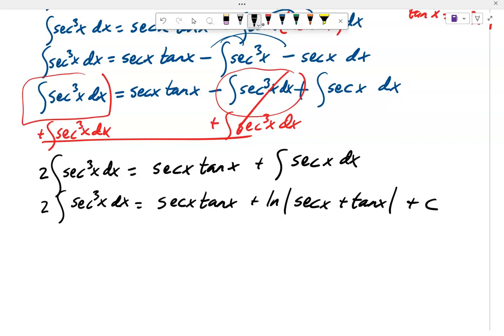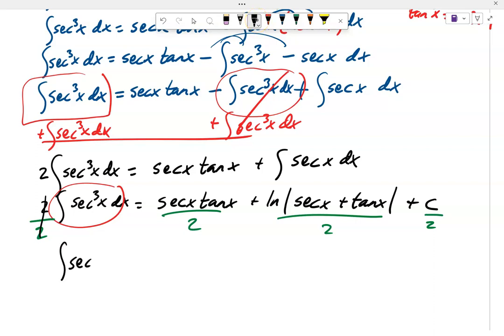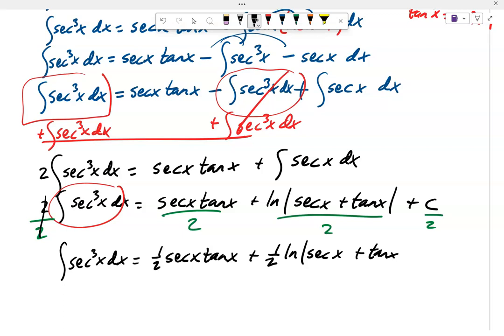Now we want the integral of secant cubed, right? So I just got to get rid of that 2 in front. So let's just divide this by 2. All of these divide by 2. Well, a constant divided by 2 is still a constant, right? So the integral of the secant cubed is 1/2 the secant tangent plus 1/2 the natural log of the absolute value of secant plus tangent plus constant.